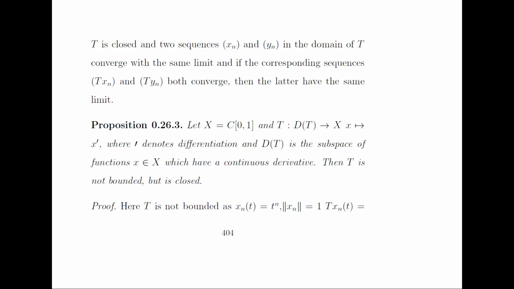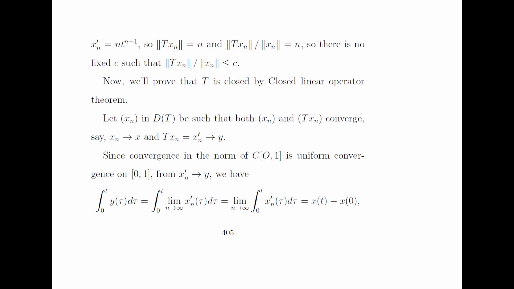Here T is not bounded. If I consider xn as the polynomial t^n, the norm of xn is equal to 1. T of xn is defined as xn', which is equal to n times t^(n-1). So the norm of Txn will be n, because the norm of t is equal to 1. Hence the norm of Txn over the norm of xn is equal to n, where n is arbitrary. So there is no fixed c such that the definition of a bounded linear operator is satisfied, that is, the norm of Txn over the norm of xn is less than or equal to c. So the differentiation operator is not bounded. Now we will prove that T is closed.